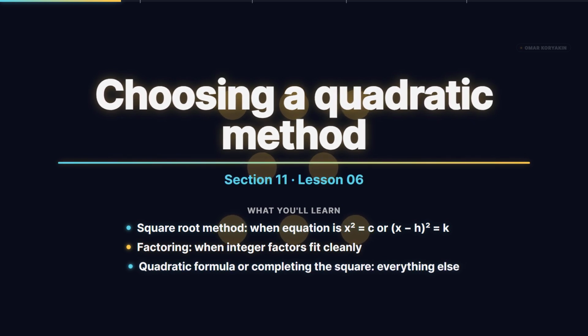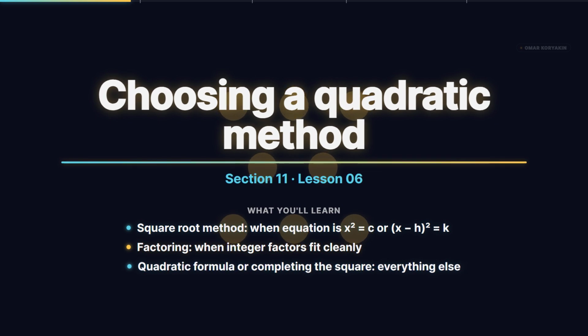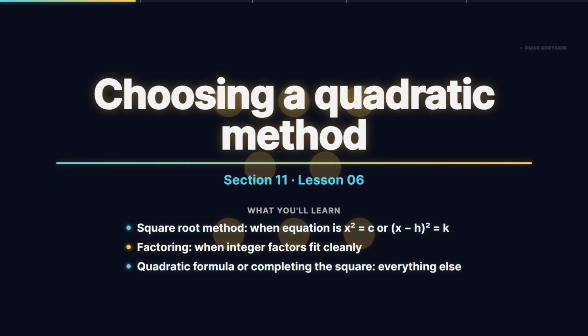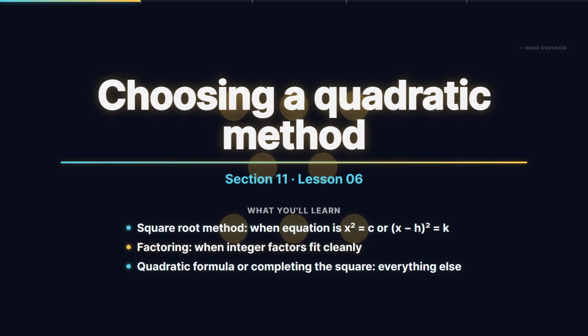Step 3. When factoring fails, use the quadratic formula or complete the square. The formula is faster for most problems. Completing the square is preferred when you also need vertex form.